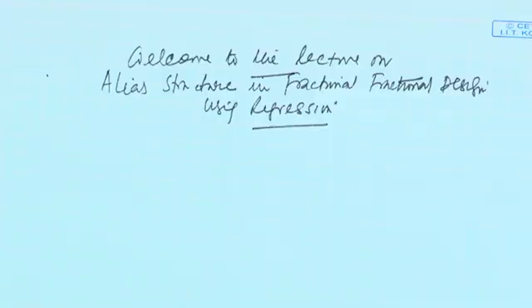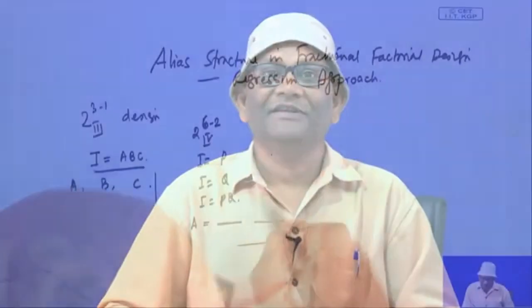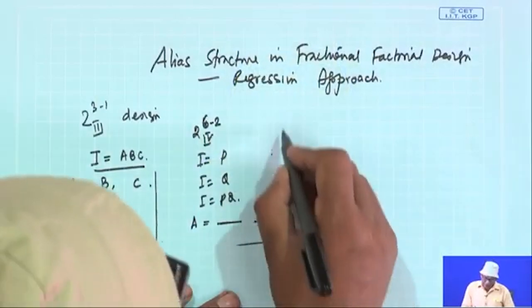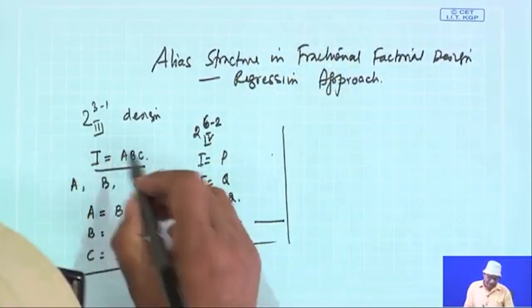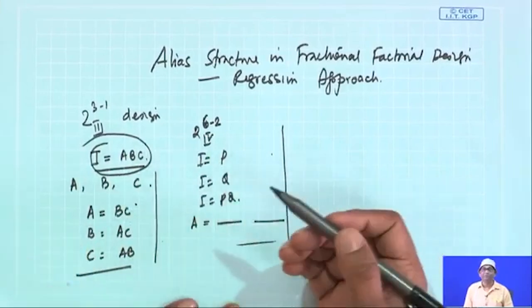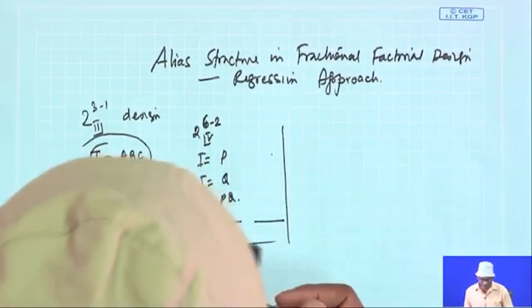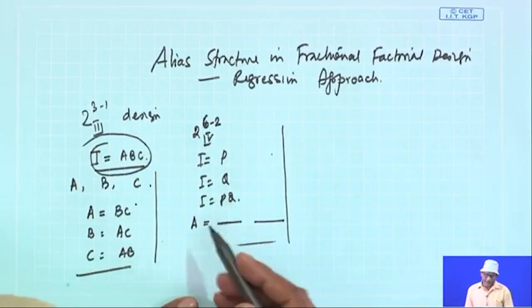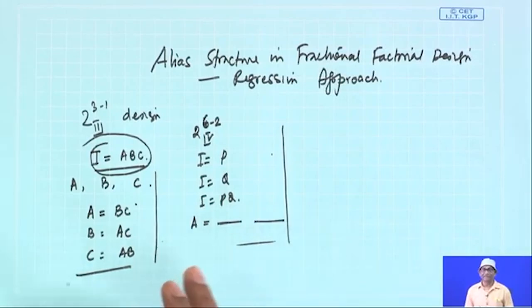Hello, welcome to the lecture on Alias Structure in Fractional Factorial Design using Regression. So, that means you require a defining relation, either one defining relation or two or more defining relations, and then those defining relations will help you to identify the alias structure. That means, what are the effects that are confounded, that is known.